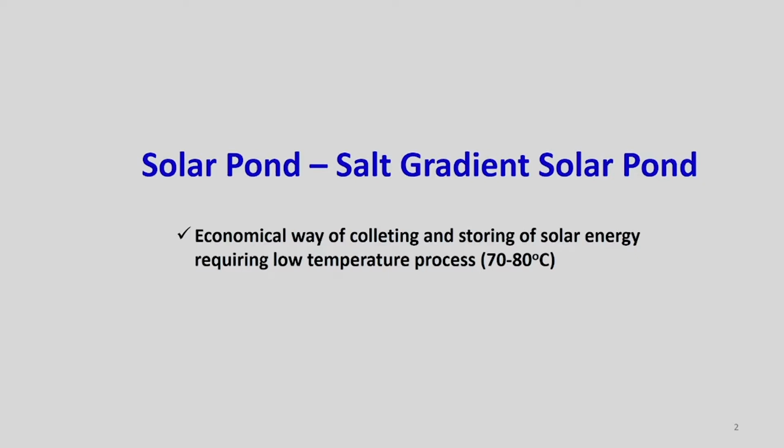Dear students, today we will be discussing solar ponds. Basically, we will study the salt gradient solar pond. This salt gradient solar pond is an economical way of collecting and storing solar energy, requiring a low temperature process, and it can provide process heat at a temperature of 70 to 80 degrees C on average.